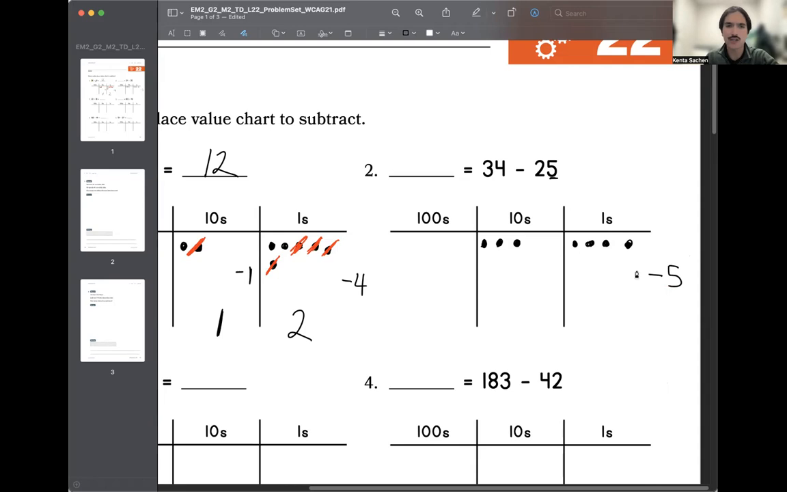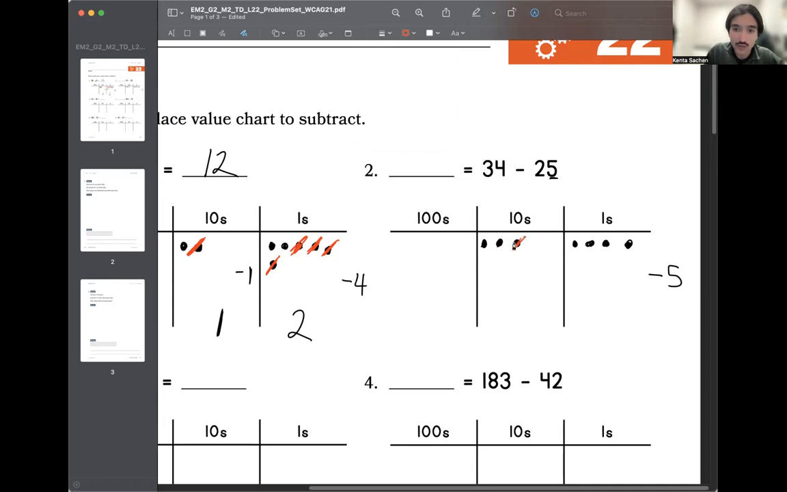A lot of you are shaking your head no. Why not? Why can't I take 5 of these away? Tell me, tell me. Yeah, there's only 4, right? I can't take 5 away. So remember from our warm-up, we need to take one of these 10s and regroup it.